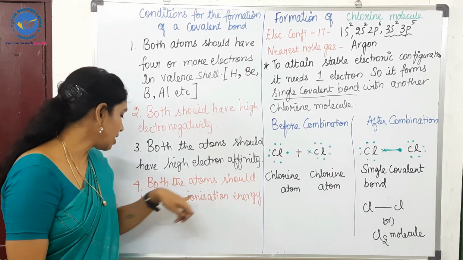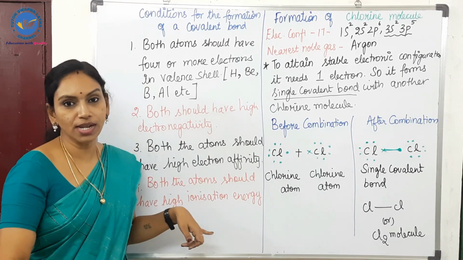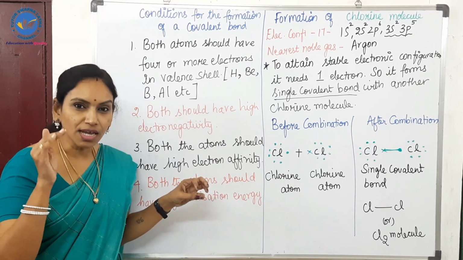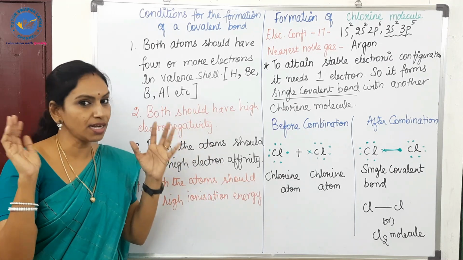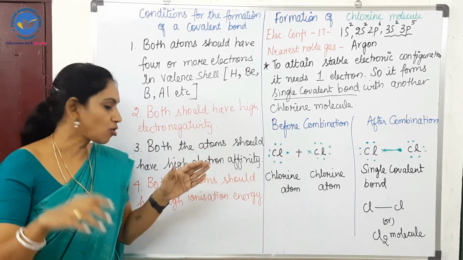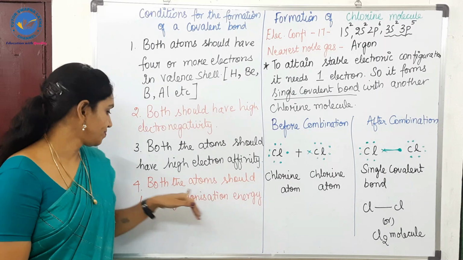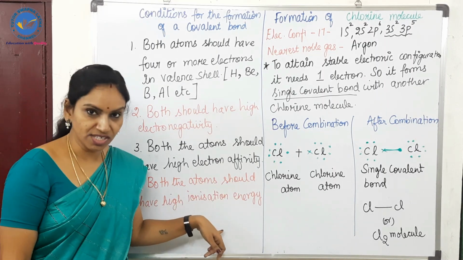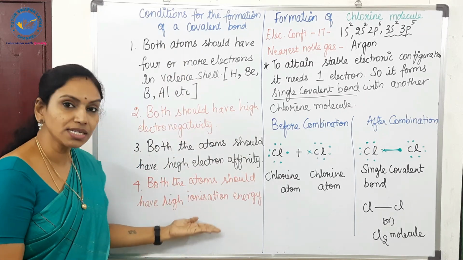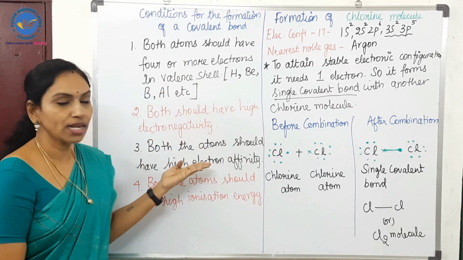Next, both the atoms should have high ionization energy also. The energy required to produce the partial positive and partial negative charge, ions, is called ionization energy. So both the atoms should have high ionization energy. These are the conditions for the formation of a covalent bond.